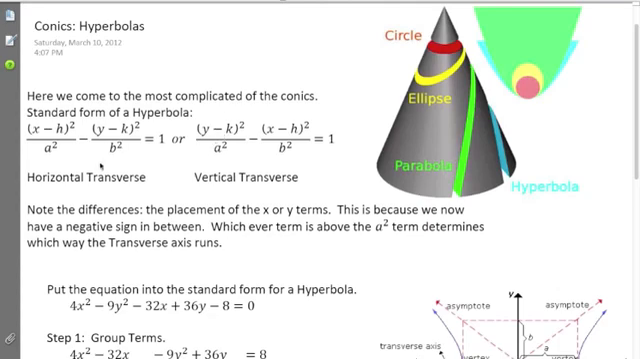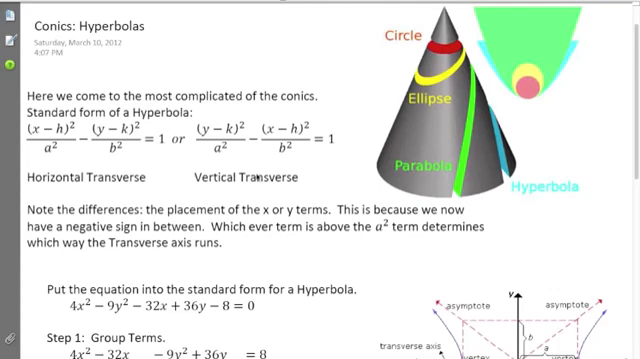Now, how do you know which is which? Notice before, the a is always going to be larger. If the x squared term is out front, then you're going to have a horizontal transverse axis. It runs just like the x-axis does. If the y squared term is out front, then you're going to have a vertical transverse axis. The example we have today is using a horizontal transverse axis. Basically, that means your hyperbolas are going to open up left and right. If you had a vertical transverse axis, they would open up and down.